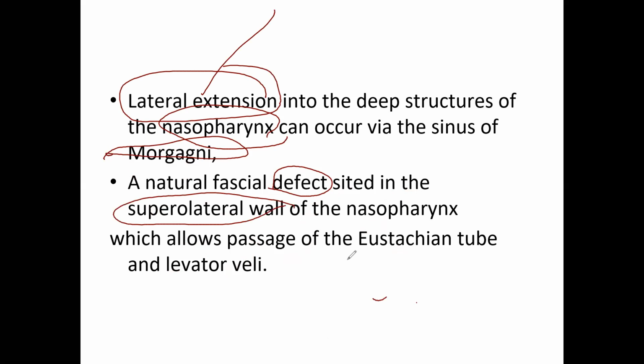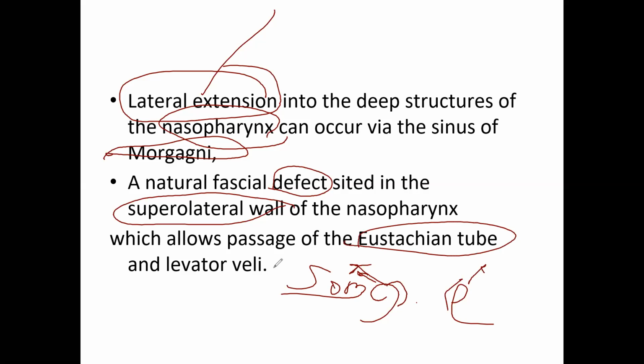So when you take the nasopharynx like this, you can draw it so that the superolateral wall is this part. You can see the fossa of Rosenmuller over here, and superolaterally you have got the sinus of Morgagni, which helps in the passage of the eustachian tube and levator veli palatini, as we know. So these two things are to be kept in mind.